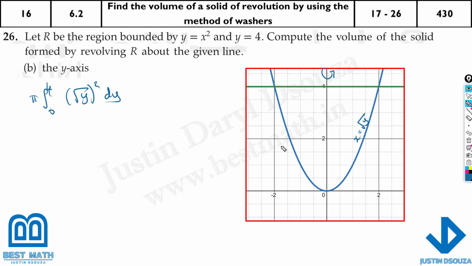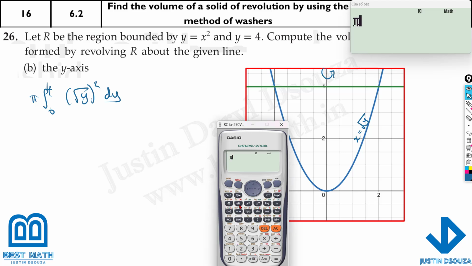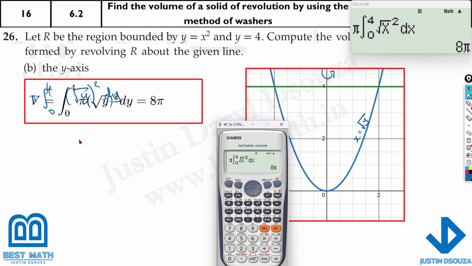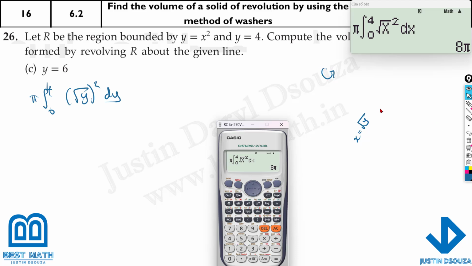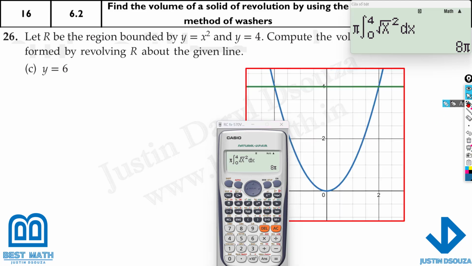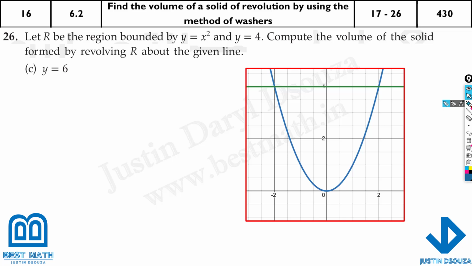Now let's solve it up because each page has one question. Let me solve this. So let me write pi integral. It is square root y and then square that up. Because it's a single term, I didn't write the brackets, but it's better to put the brackets. And 4, this is it. It's 8 pi. These are all simple problems.